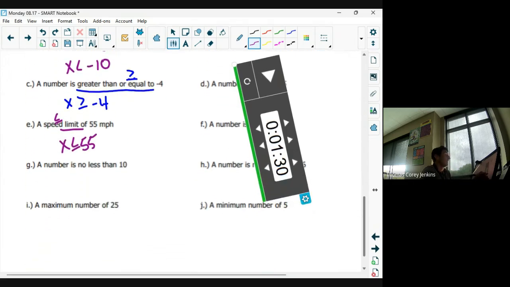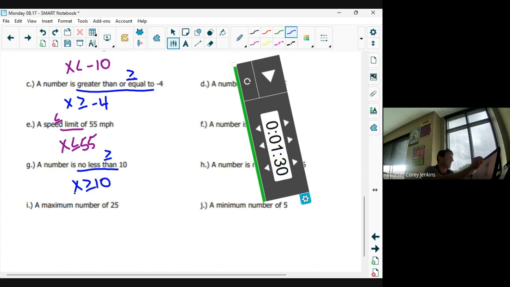All right, no less than. Think about what that would go with. Write it down if you think you know it. If not, wait about 5 seconds. So if a number is no less than 10, then it is also known as greater than or equal to 10. All right, so x is greater than or equal to 10.